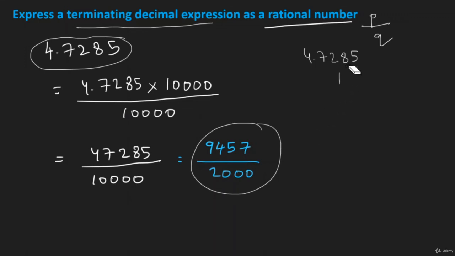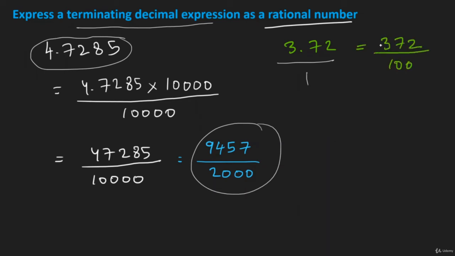Let's take one more example. Say you want to write 3.72 in the form p by q. Now I can multiply the numerator, and in this case the denominator is 1. I can multiply the numerator and denominator by 100. That gives me 372 by 100, and this is of the form p by q.